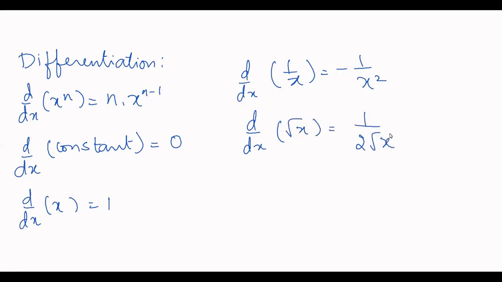So let's take an example. Say d/dx of x squared is equal to, here you will recognize n is equal to 2. So n, which is 2, into x^(n-1), which is 2 minus 1, that is 1. So the differential of x squared is 2x.